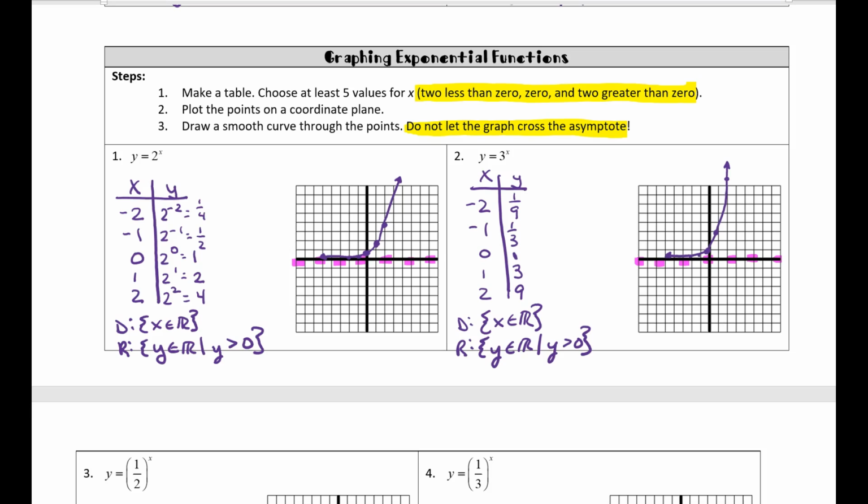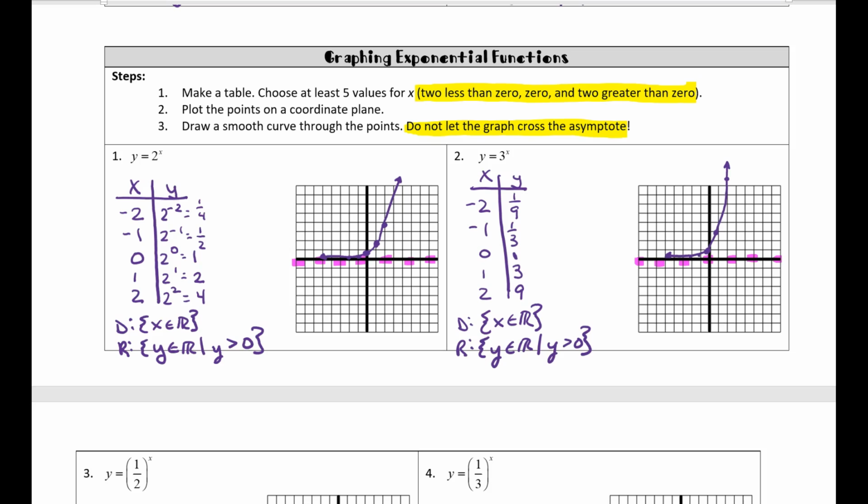It would have started out really slow and then shot up, and it actually shoots up a little bit quicker than my base of 2, and that's because a base of 3 multiplies is a bigger number. So as your base gets bigger, so will your graph. It's going to go up a lot quicker. And both of these are growth functions simply because the base is a number bigger than 1. So if you have a base 2, 3, 4, 5, and so on, it's going to grow from left to right.